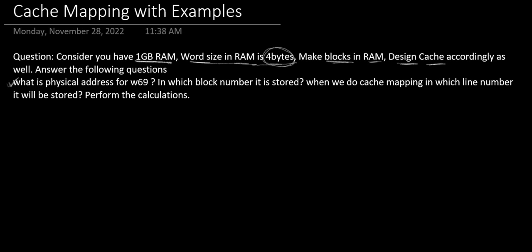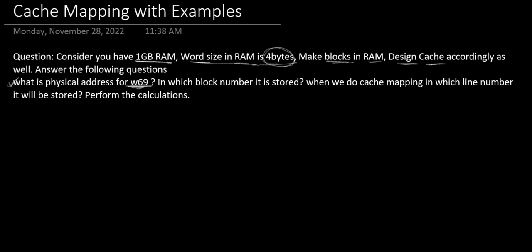accordingly as well. And then you have to answer the following question, like maybe I give you something like this: what is going to be the physical address of this word 69? Obviously if I'm asking you about a certain word, I'm also asking in which block it's going to be stored, and then when you do the cache mapping, in which line number it's going to be stored. And you are supposed to perform the calculations. You're not supposed to do it quickly or shortly without performing the actual calculations.